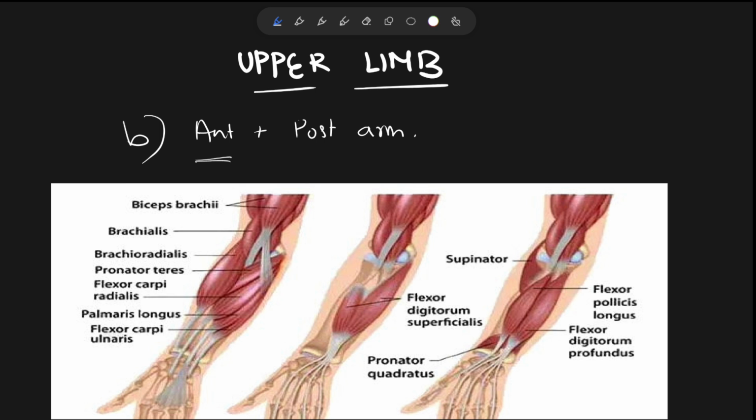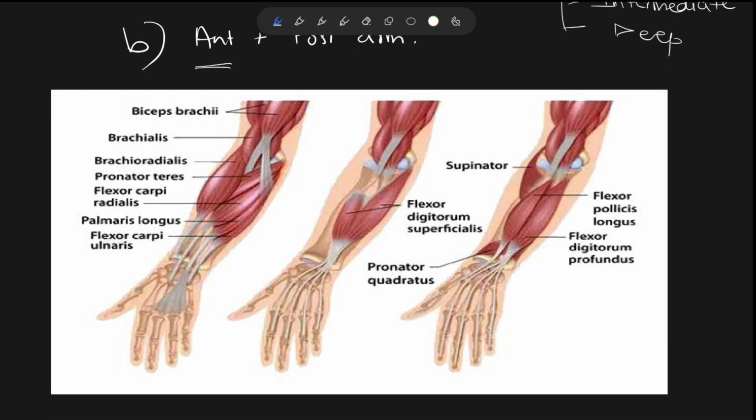In the anterior compartment, we have three layers of muscles. First will be the superficial layer. In the second layer, we will have the intermediate layer, or we can say middle layer. And in the third layer, it is the deep layer. Okay, so let's do one by one. First of all, we will see the superficial layer. In the superficial layer, we have some muscles. Let's learn it.